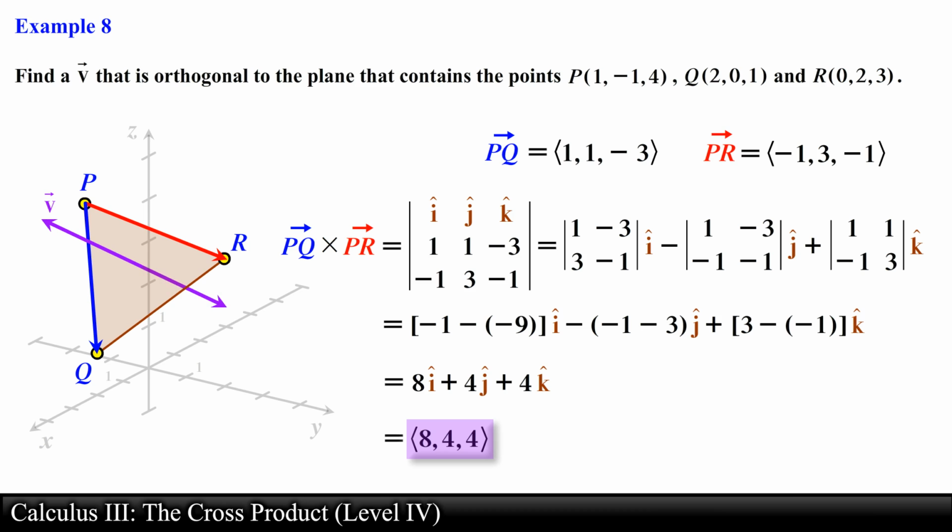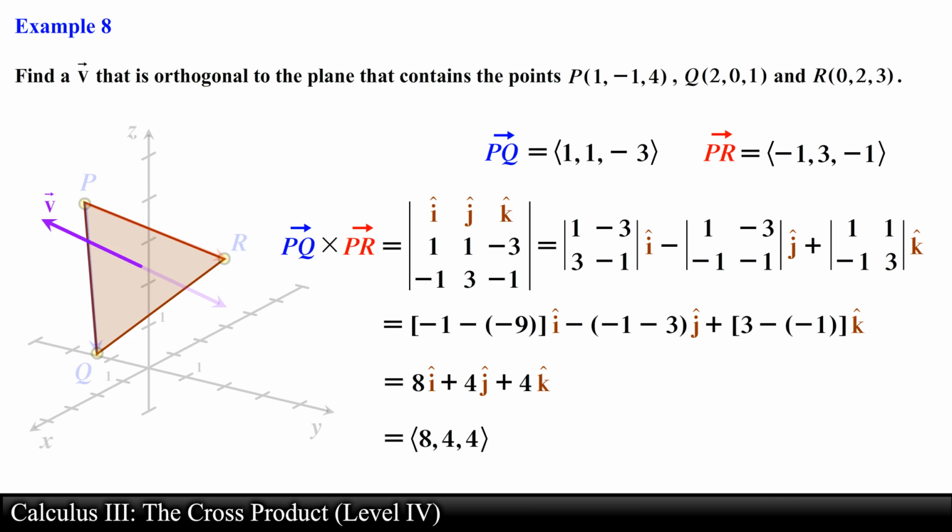Note that any non-zero scalar multiple of this vector will also be orthogonal to the plane. This vector is going to be orthogonal to both vector PQ and vector PR, as well as a common plane between these 2 vectors. Finding a vector orthogonal to a plane is going to be extremely useful in this course, so it is important that you understand this example before you proceed.